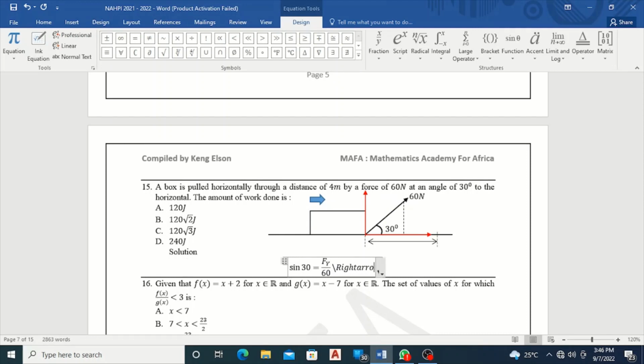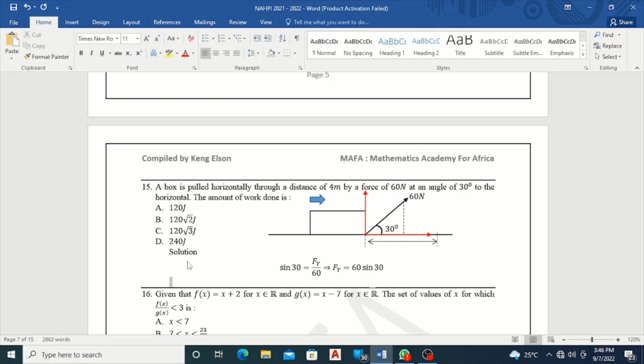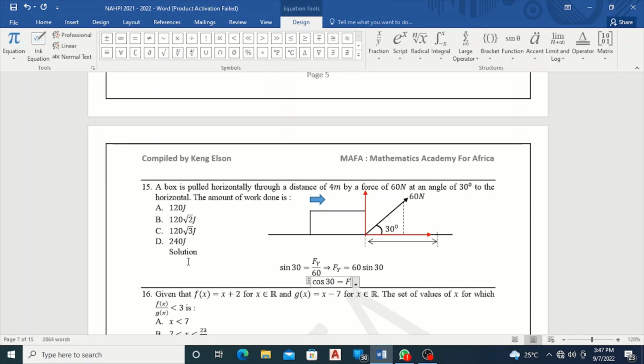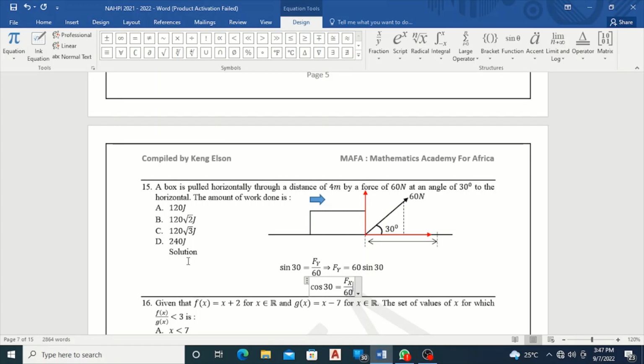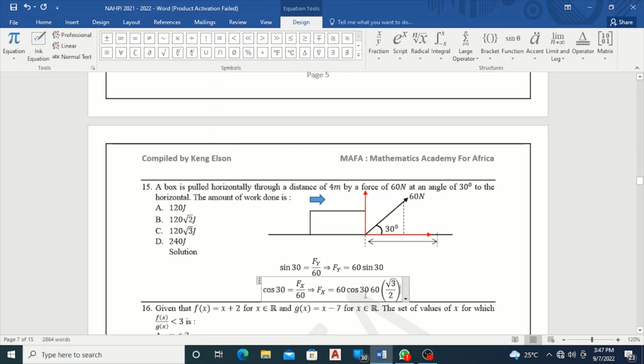So what does it mean? It means that our Fy is equal to 60 times the sine of 30. Okay, now if you take the cosine of 30, we are going to get what? Horizontal, we can call it Fx, adjacent divided by hypotenuse, 60, right? So what does it mean? It means that our Fx, which is the horizontal component, is equal to 60 times the cosine of 30. So you have 60 times the cosine of 30, which is root 3 divided by 2. So at the end, 60 on 2 is 30. So we have 30 times the square root of 3 newtons. Please, here we have 60 times the sine of 30, which is half, so we get 30 newtons.